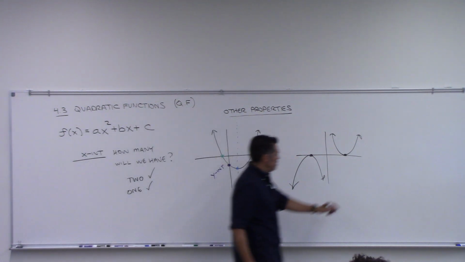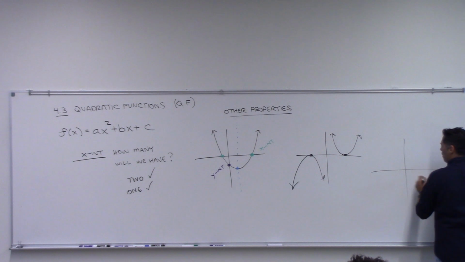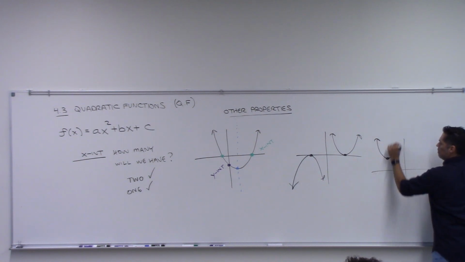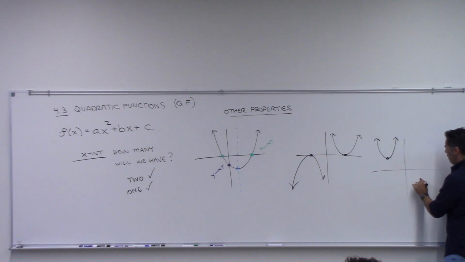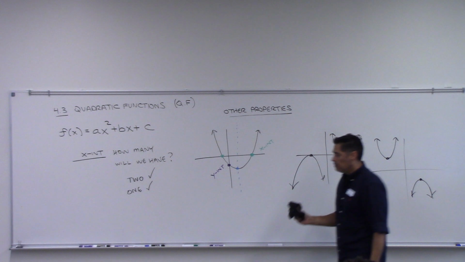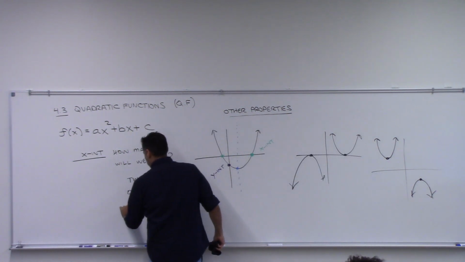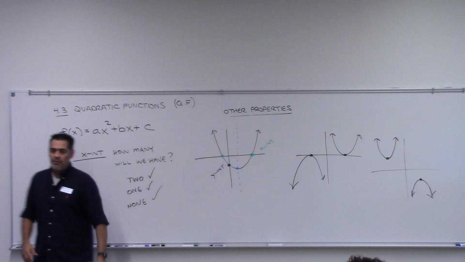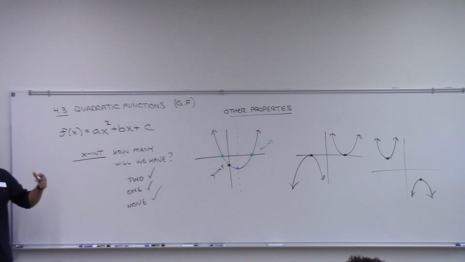How would you have none? I would suppose if you shifted the function up at least 1. Like that? Or yeah, like that. Or if it opened down like this, right? So it is possible to have none. But that's it. For all quadratic functions, we can only have 0, 1, or 2 x-intercepts.